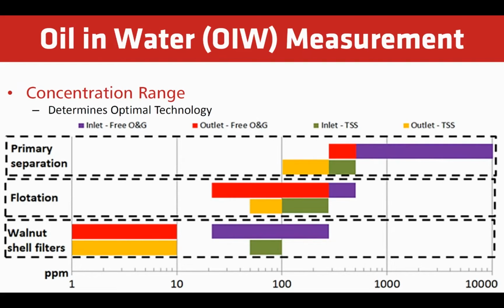Each of these treatment processes benefit from monitoring their efficiency. This can be achieved using an instrument to measure the oil and water concentration. Operators should consider which method of analysis works best at each process. This is because the concentration of oil varies greatly from influent to effluent.